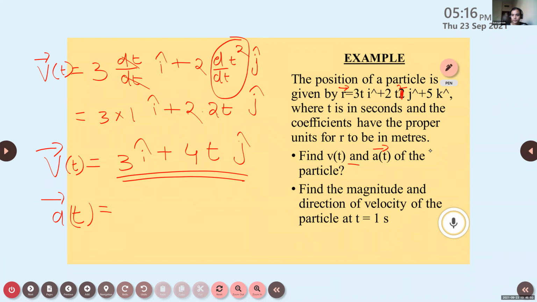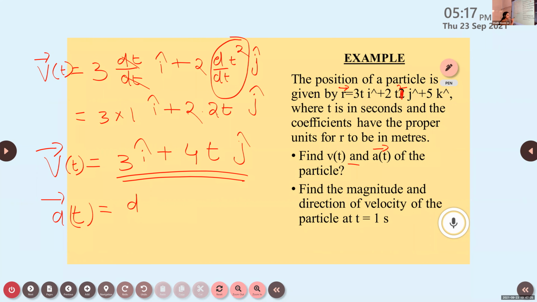What do you mean by acceleration? Acceleration is the rate of change of velocity. Okay, so the rate of change of velocity is known as acceleration. So here we have the velocity vector equal to 3i cap plus 4t j cap. If you know the velocity, then you can easily calculate the acceleration by taking its rate of change.